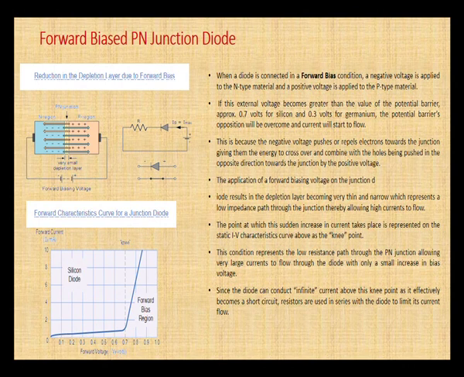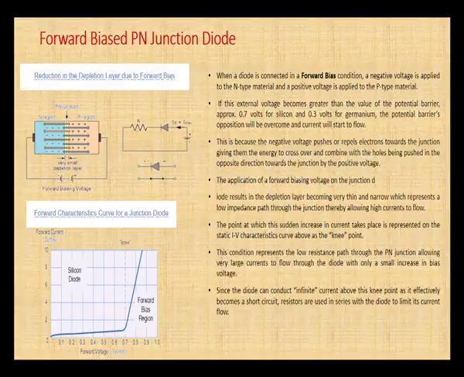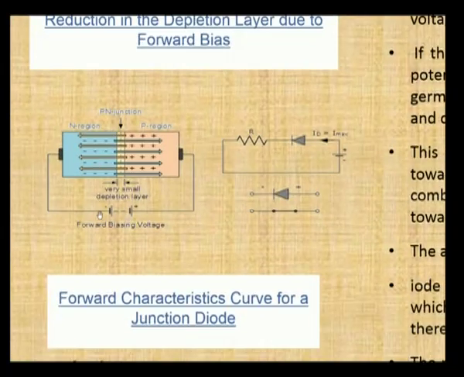This is because the negative voltage will push the electrons. Here we connect negative to the negative terminal, so the electrons are negative, the terminal is also negative, and it repels the electrons. Here also the positive terminal is connected to the P type, so these two repel. Due to this repel action, the depletion layer becomes very small.